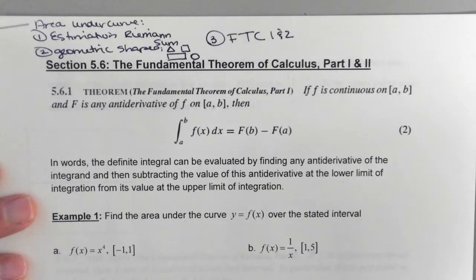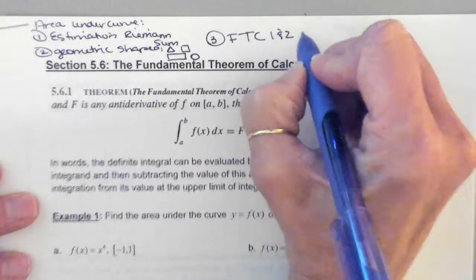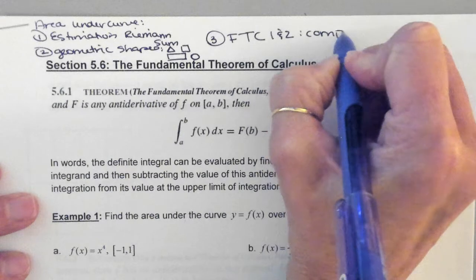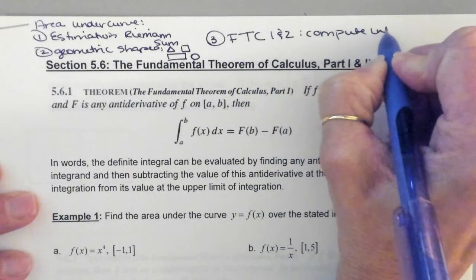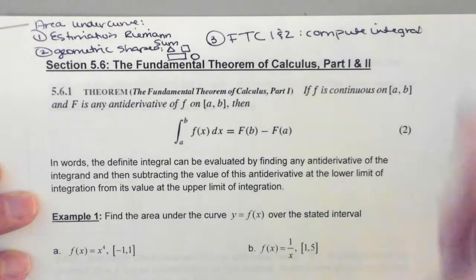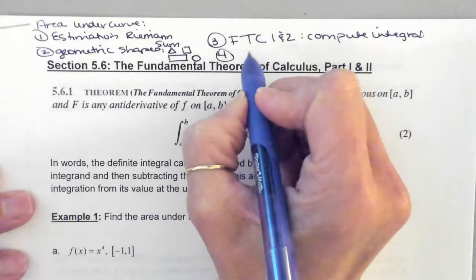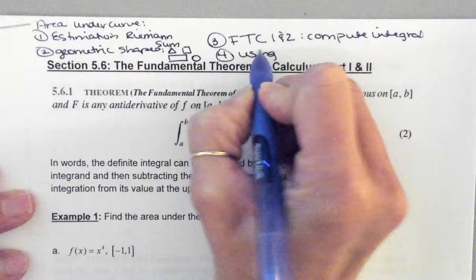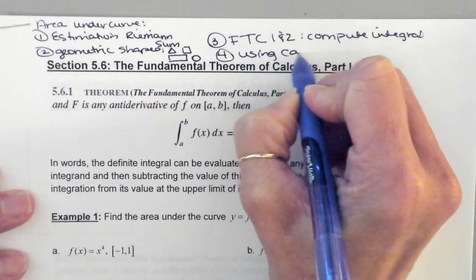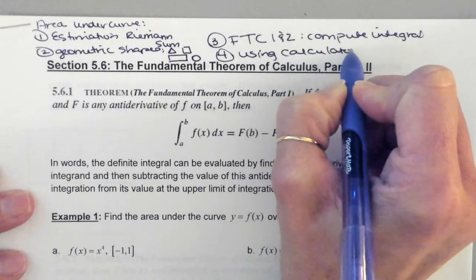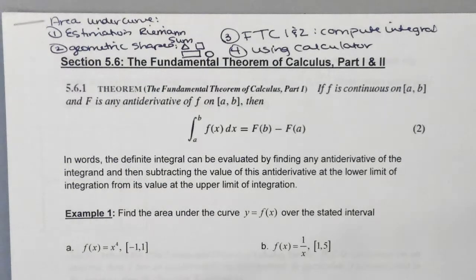FTC is a universal abbreviation. It can be used if you need to write anything about it. Okay? And this is basically where you compute the integral. Okay, and I have already showed you how to do this, but we're going to go through it formally today. And then the last one would be using the calculator, and I'm going to show you that as well. So you do need your calculators today. Okay, so this is area under the curve, and this is everything that we've talked about and will talk about.